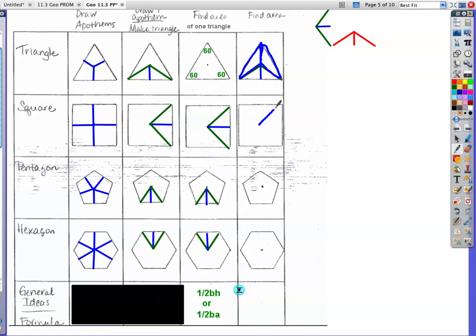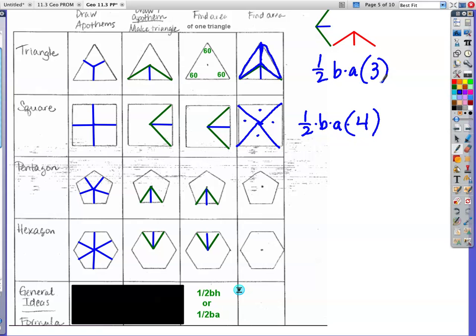And I could do the same thing here. I have a triangle, but wait, how many triangles would I actually have? 1, 2, 3, 4. So I would take 1/2 base times apothem times 4, because I have 4 triangles. Here I would take 1/2 base times apothem times 3, because I have 3 triangles. Oh yeah, 3 triangles is like 3 sides. 4 triangles, 4 sides. And this pentagon, I have 5 sides. So wouldn't that be like 5 triangles? And then I have 1/2 the base times the apothem times 6.